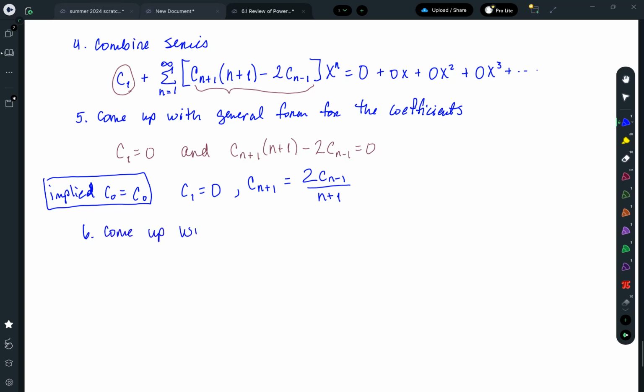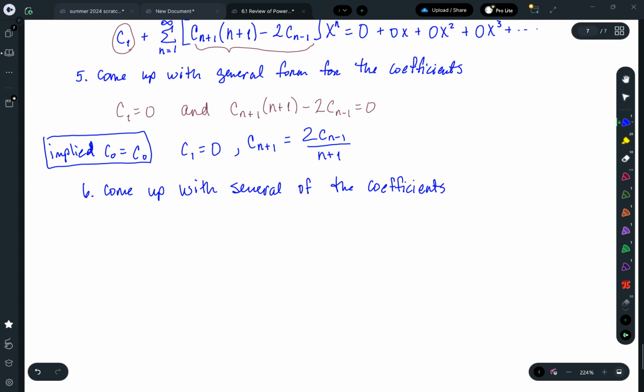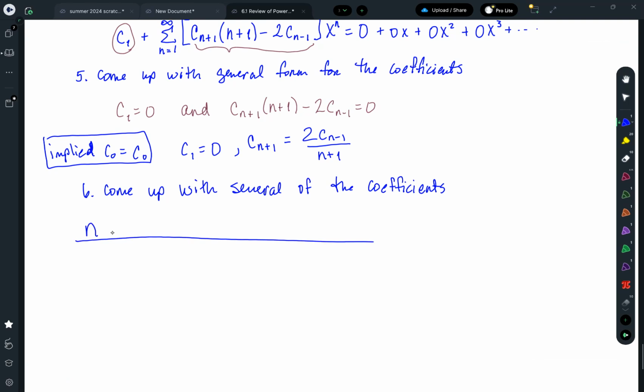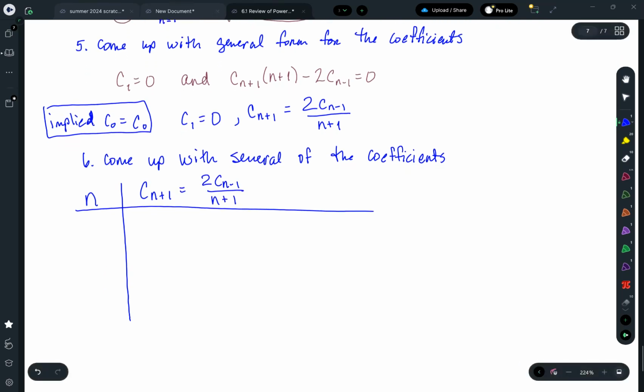So we're going to come up with several of the coefficients. Oftentimes in the homework and on quizzes and on exams, I'm asking for 4 or 5 terms. And so that's several. All right, so what I do is I make a table where one column is values of n, and one column is this general form, c sub n plus 1 equals 2c sub n minus 1 over n plus 1.